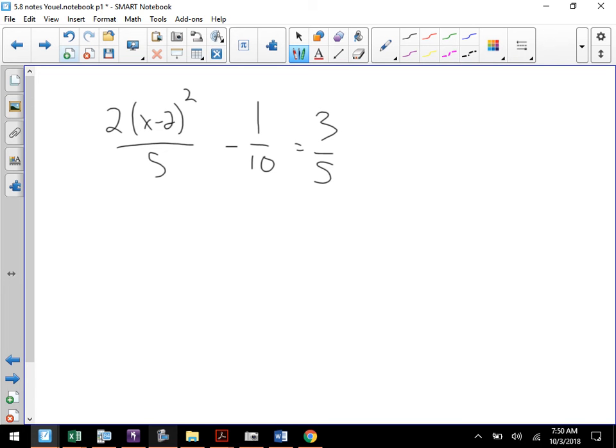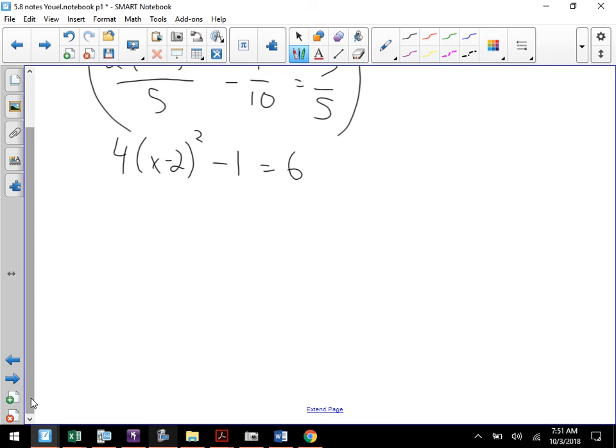Multiply everything here by 10. Get rid of the fractions. I think the one we had in our homework was a 2, 5, and a 10. This one's just 5s and 10s. So if you multiply everything by 10, you get 10 over 5, which is 2. So this becomes 4, x minus 2, quantity squared. 10 over 10 is 1. 10 over 5 is 2. And there you go.